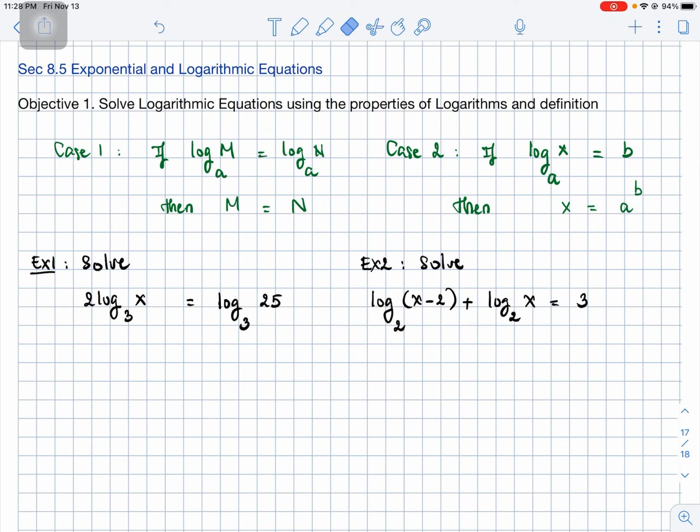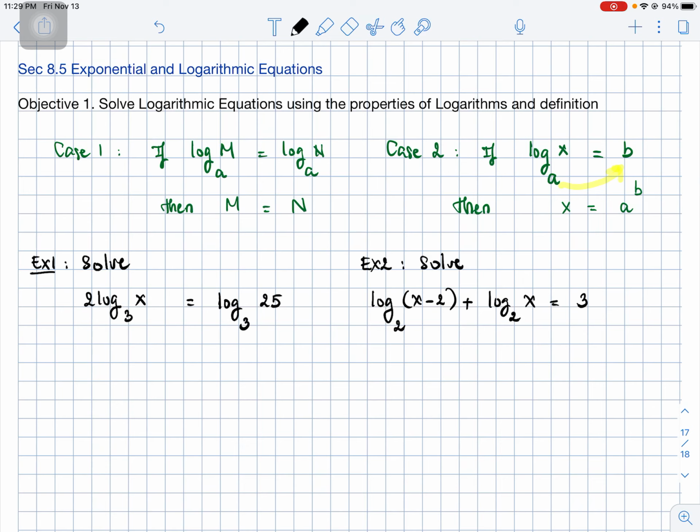In case number 2, you have log base a of x on one side, and the other side is a number. Then we use the definition a to the power of b equals x. The way to recognize case 1 or case 2 is to look at the equation. If you have a number, no log but just a number, that would be case number 2. And case number 1 is when all of them are logs.